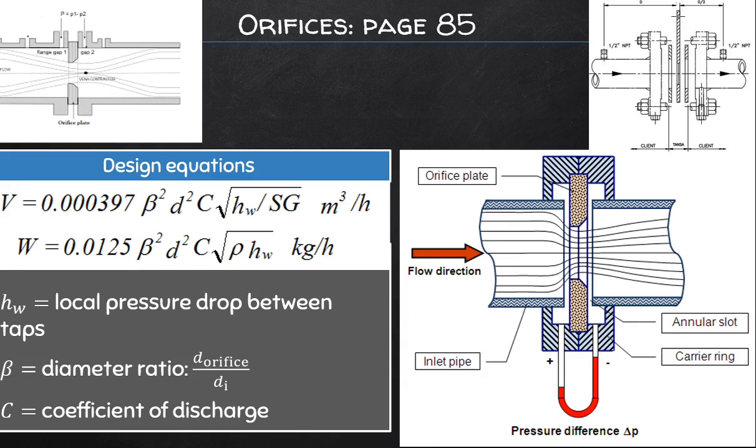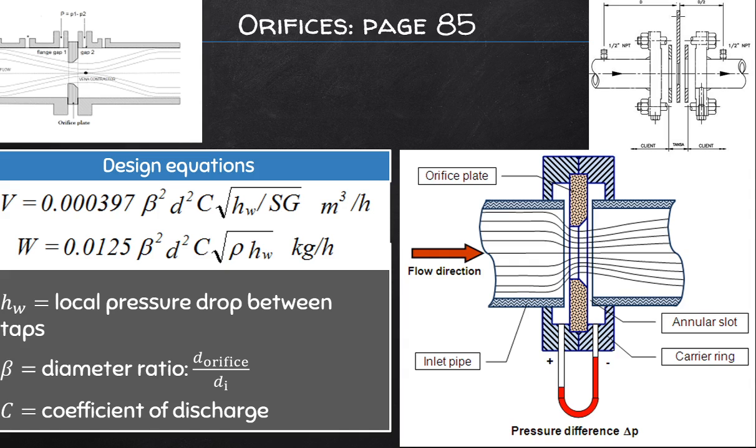It's just a plate, a very thin plate that is placed in between two flanges of a pipe section, through which you have drilled a hole and made the hole nice and square but cylindrical in shape. Then the two taps are placed in line. One tap is placed before and one tap is placed after the flange where the plate is located.